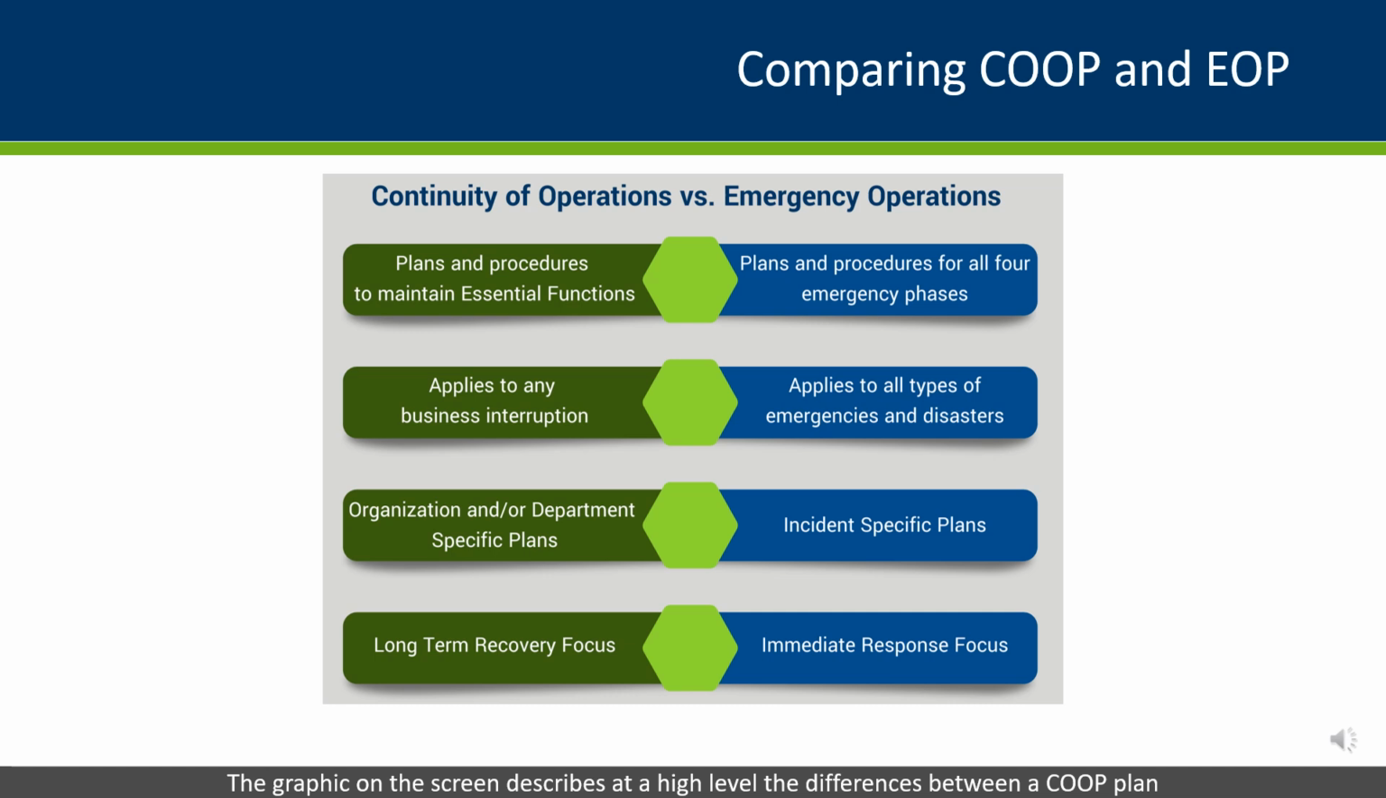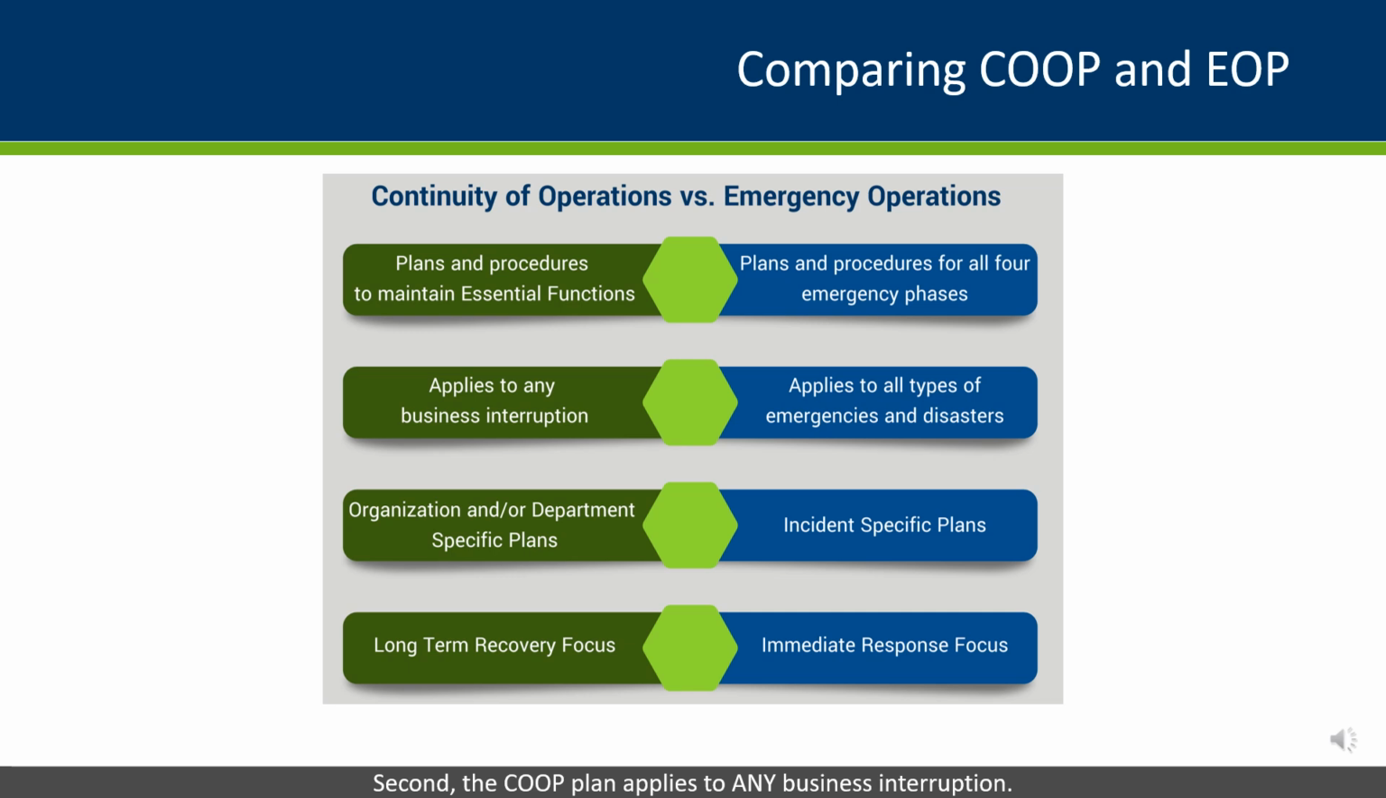The graphic on the screen describes at a high level the differences between a COOP plan, described on the left, versus an EOP, described on the right. First, the COOP plan is focused on maintaining essential functions and your organization's continuity and viability, no matter what event may have impacted your facility or the surrounding community. Conversely, your EOP emphasizes the 4 phases of emergency management: mitigation, preparedness, response, and recovery. It describes how you would bring together a group of people to manage the response to an incident.